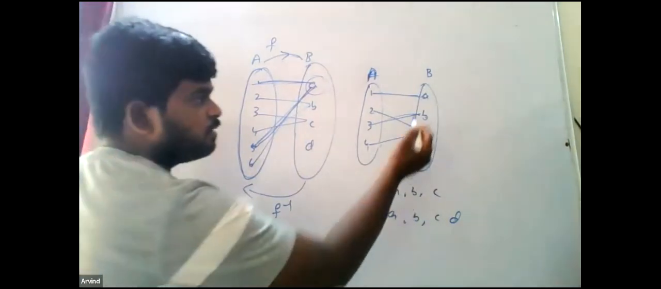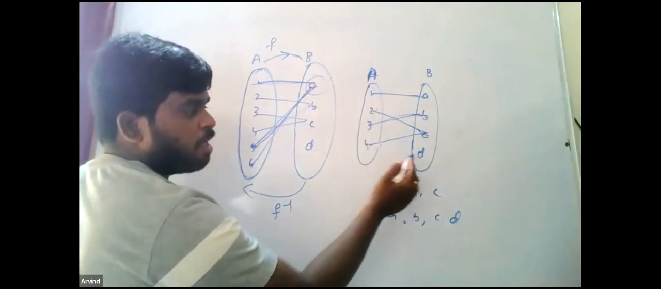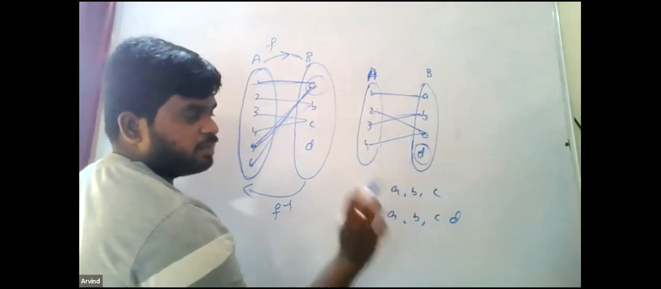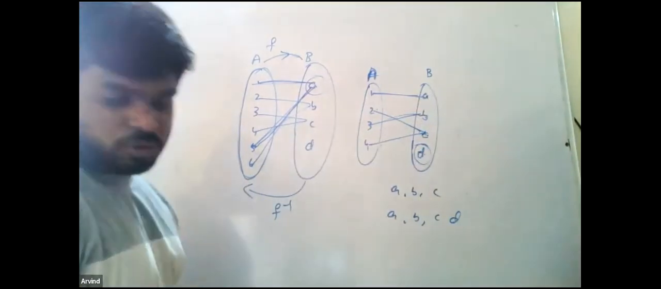Why? Very simple, a is related to 1, b is related to 2, c is related to 2. But observe this d, it is not related to anything. A function means all the elements should be related. So it should be both 1-1 and onto. I hope it is clear.